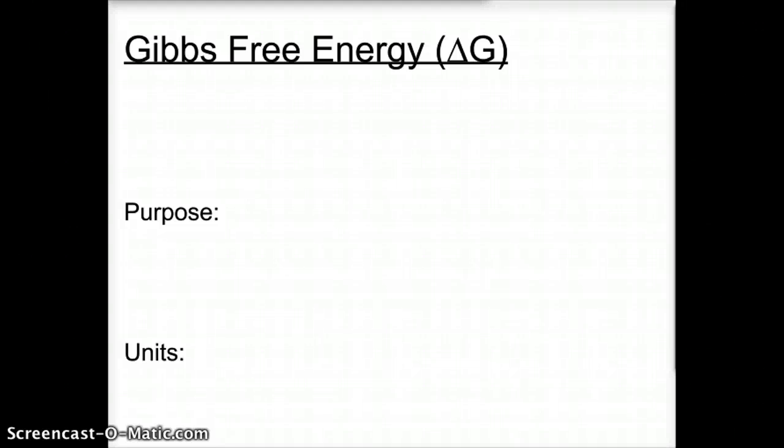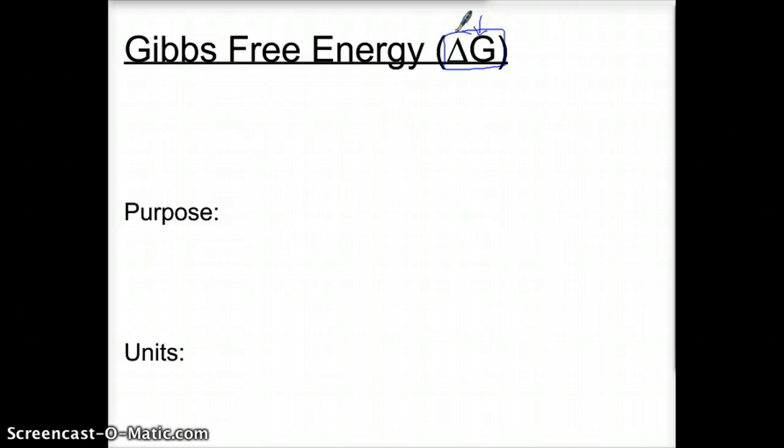In this video, we are going to introduce our final thermodynamic concept, our final thermodynamic quantity, and that is Gibbs free energy, which is abbreviated with a capital G. If we're measuring the change in Gibbs free energy, we would measure it in delta G. So why do we need this new thermodynamic quantity? Why do we need a new thing, Gibbs free energy?